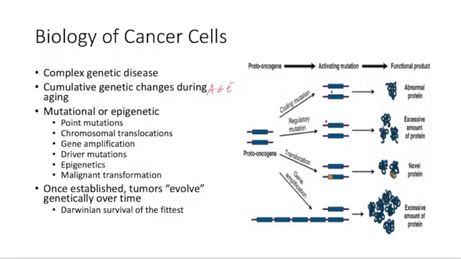Another thing that happens with the cancer cells is they actually evolve genetically over time. So once established, the tumors evolve genetically during their outgrowth and progression under the pressure of the Darwinian survival of the fittest.